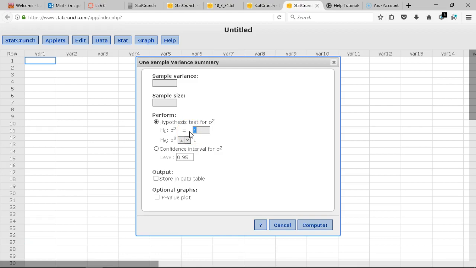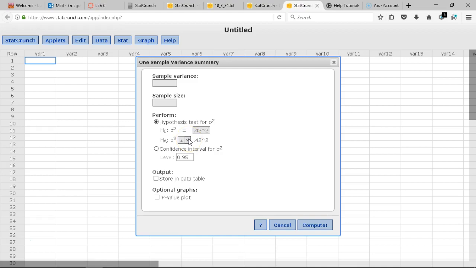Now we have a standard deviation of 0.42 as our null value, but here, of course, we have sigma squared as our hypothesis test parameter, and so we need to square the 0.42 in order to adjust for this particular test. And you could do that right here in this field, 0.42, and use the caret and a 2 to square the value.